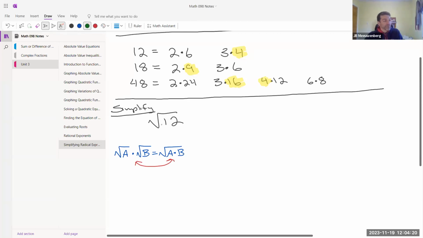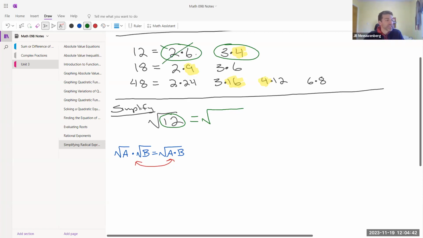So we have to simplify the square root of 12. The way we do that is by rewriting the number 12 as one of these two things that we came up with earlier. And we have to use the one that has a perfect square as one of the factors.